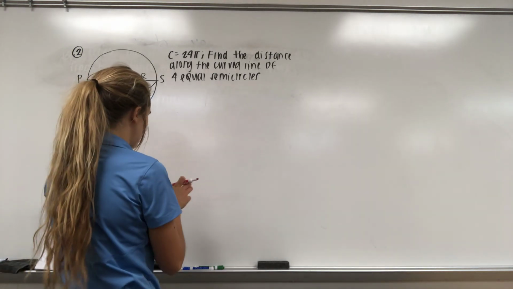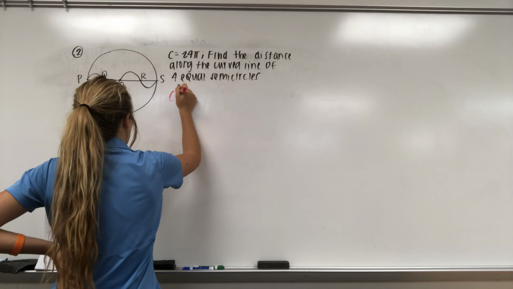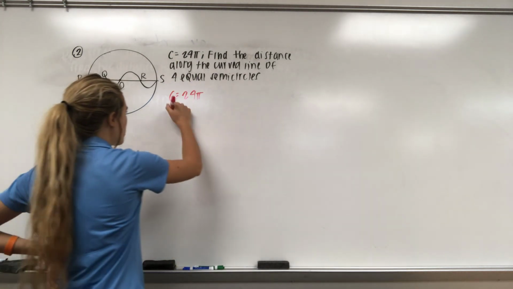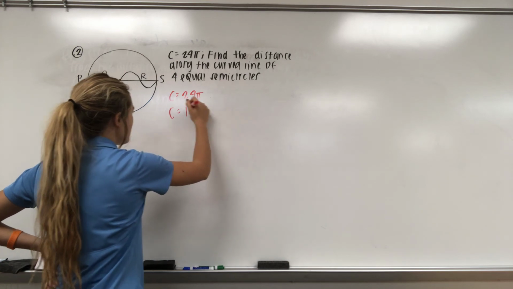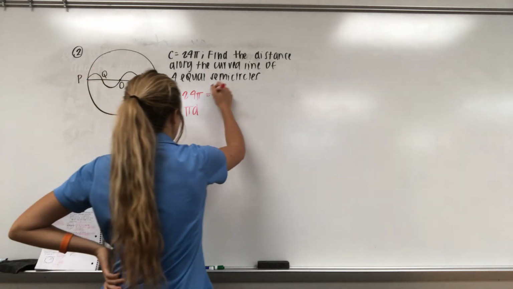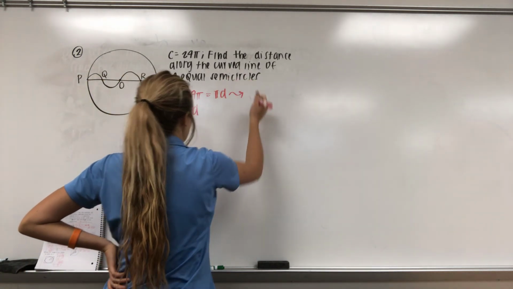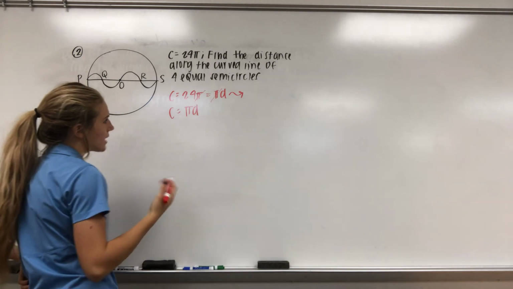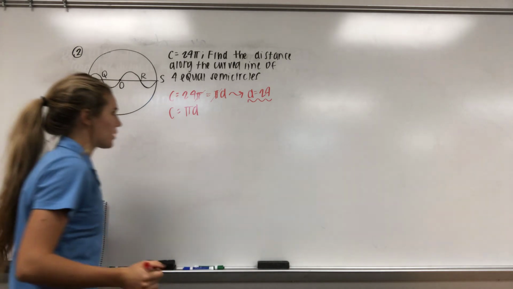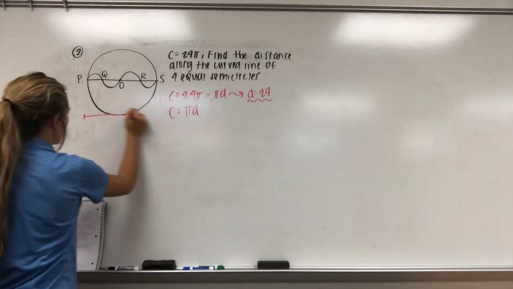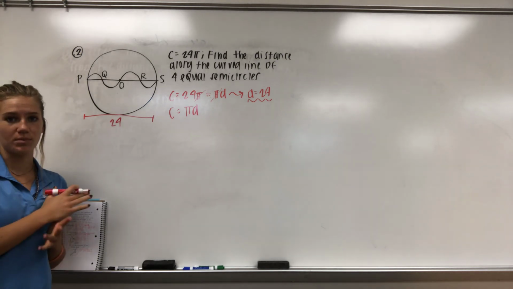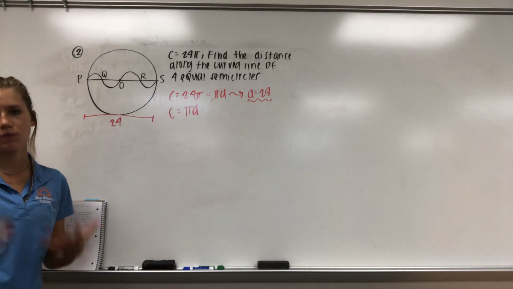So like I said, they told us our circumference is equal to 24 pi, and we know that the general equation for our circumference is pi d. So I'm basically just going to set these two values equal to each other. I can see pi on both sides is going to cancel out, and I get d is equal to 24. And again, I just know that 24 is my diameter, so it's going to be the length of that straight line along the circle.